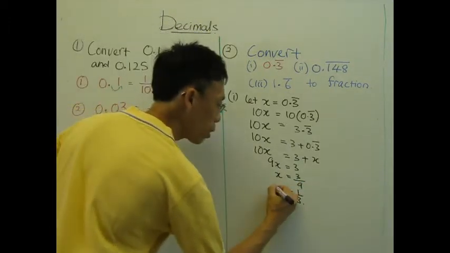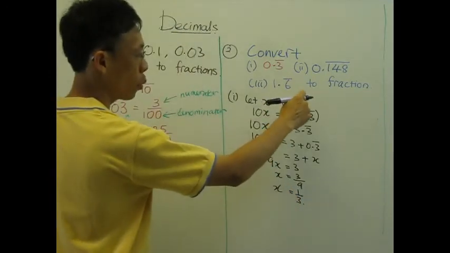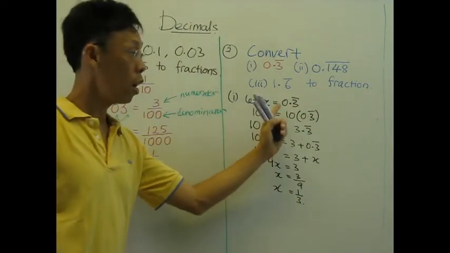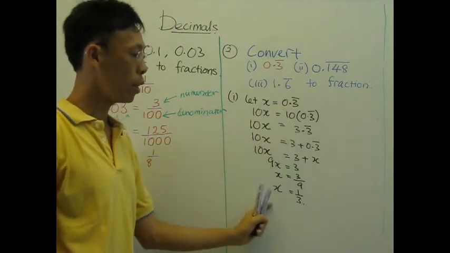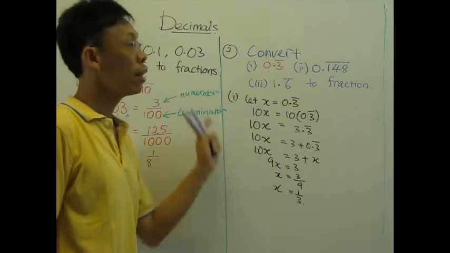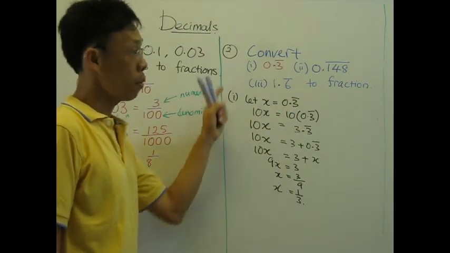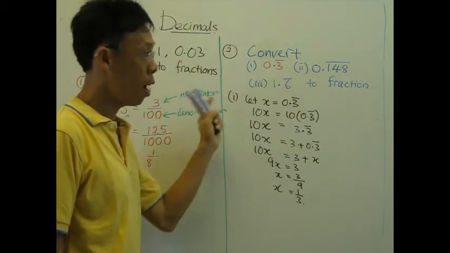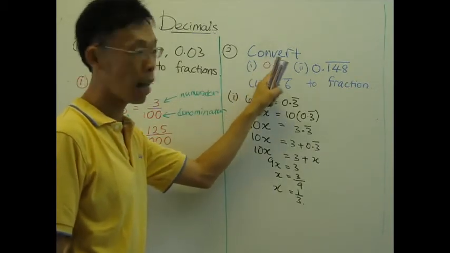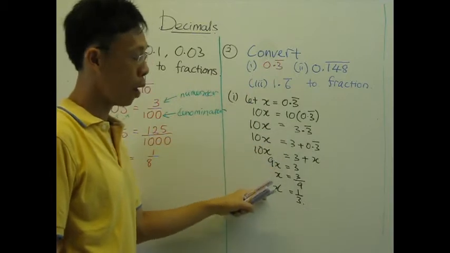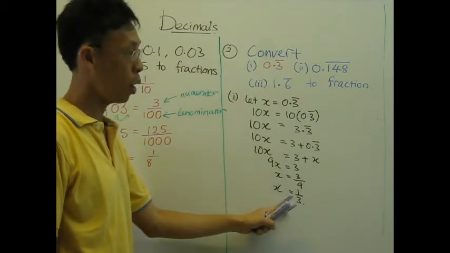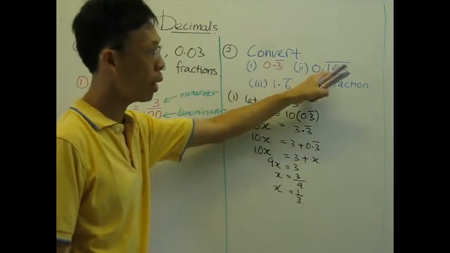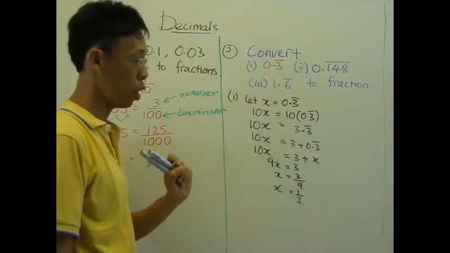So x, 0.33333 indefinitely can be written as the fraction 1/3. This is why a decimal value with repeating decimal places can be expressed as a fraction this way. So this is a rational number, that's also a rational number, and this is also a rational number.